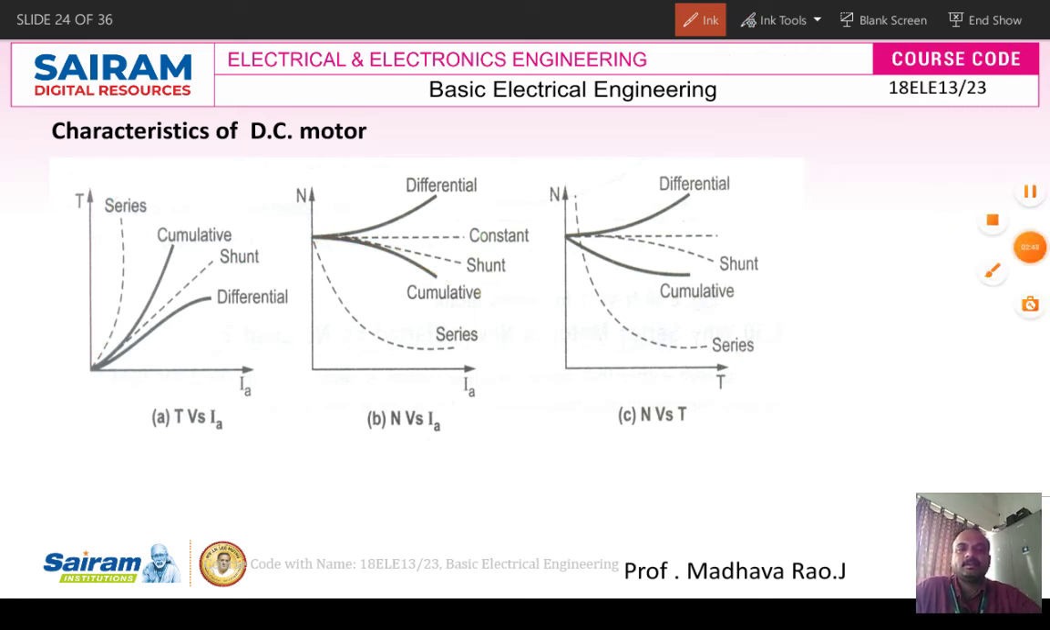In class we discussed them separately, but here I have shown the graphs of all types of motors in one place. So torque versus Ia, speed versus Ia, and speed versus torque, all these characteristics we can analyze in one place. These are the characteristics of DC motors. This is also important; they will ask you to write this question, these graphs. So practice well, and also you have to explain equation-wise, for each and every step.